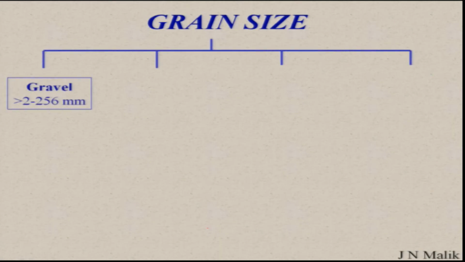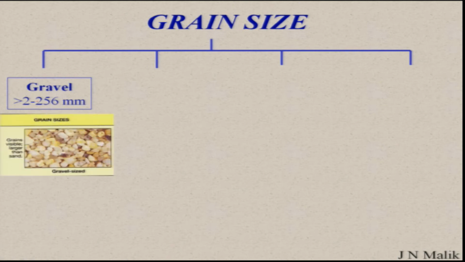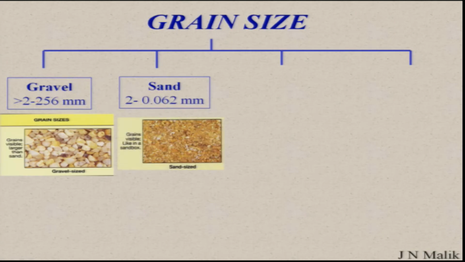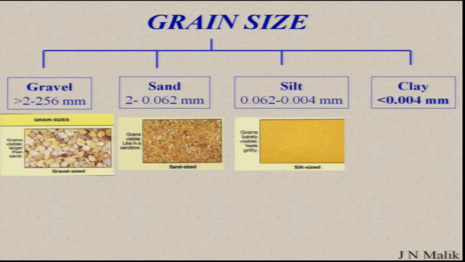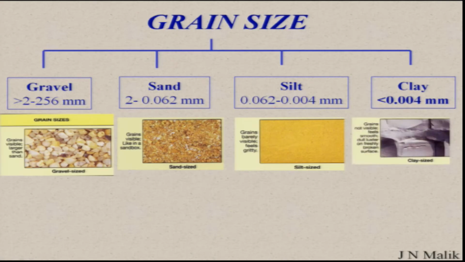Now, based on the grain size in millimeters, greater than 2 up to 256 mm we term gravel. Then we have sand, which ranges in size from 2 to 0.062 mm, and then silt, which ranges between 0.062 and 0.004 mm, and then clay, which is less than 0.004 mm. So that is the finest one.